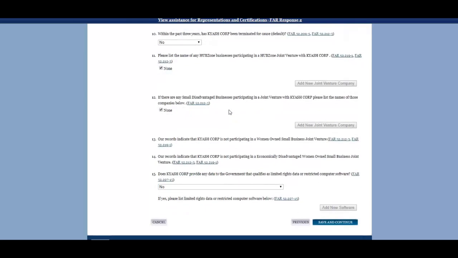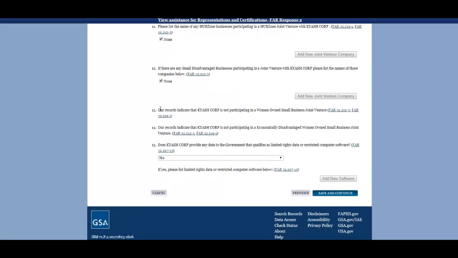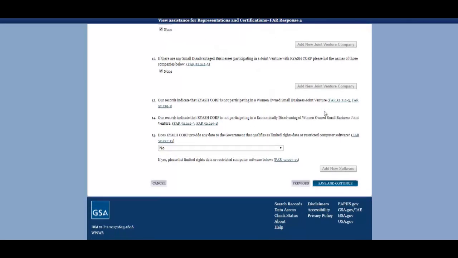Okay, let's continue. Going back to 11, I'm sorry, we checked none because we're not participating in any joint ventures. If there are any small disadvantaged businesses participating in a joint venture with Kayash Corp, please list the names. Of course, we check none. Our records indicate that Kayash Corp is not participating in a small business joint venture, so we leave that alone.